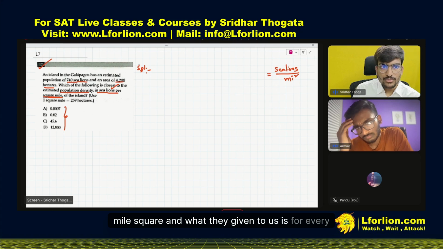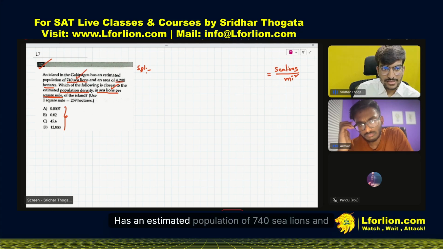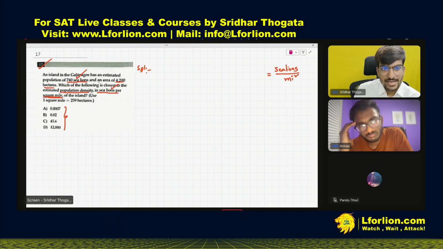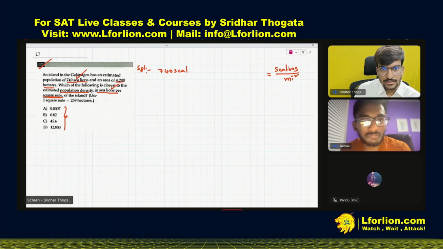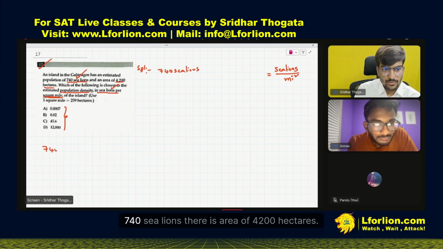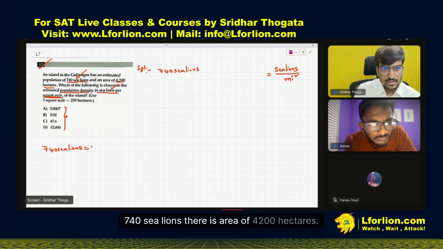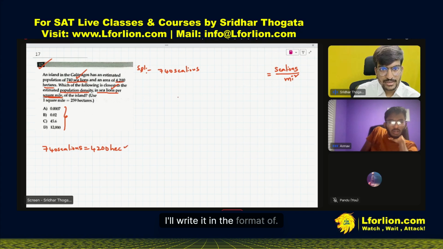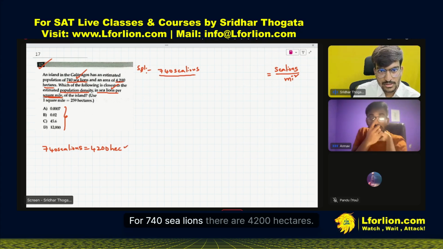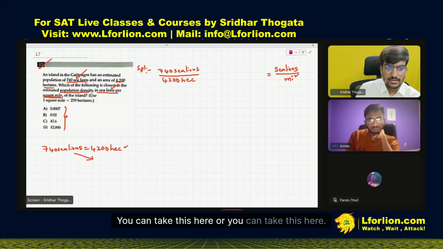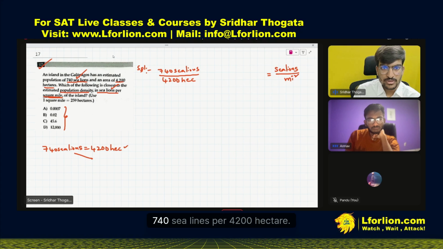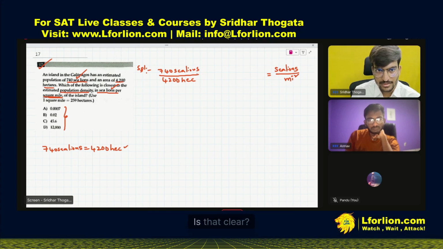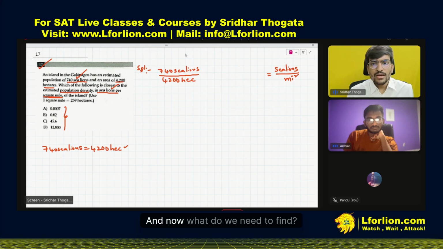What they have given us is an estimated population of 740 sea lions and an area of 4,200 hectares. For 740 sea lions, there is an area of 4,200 hectares. I'll write this in the format of 740 sea lions per 4,200 hectares. Is that clear? And now, what do we need to find?